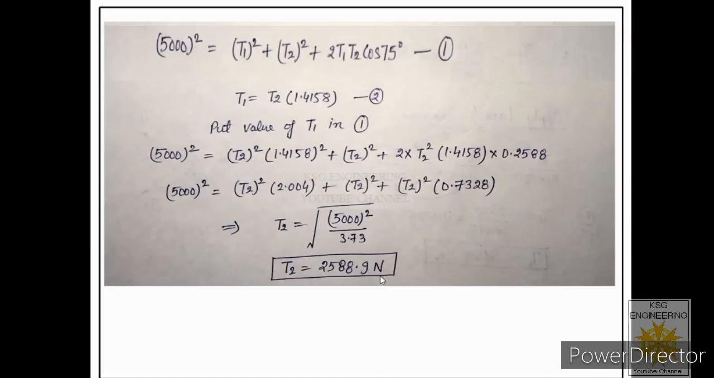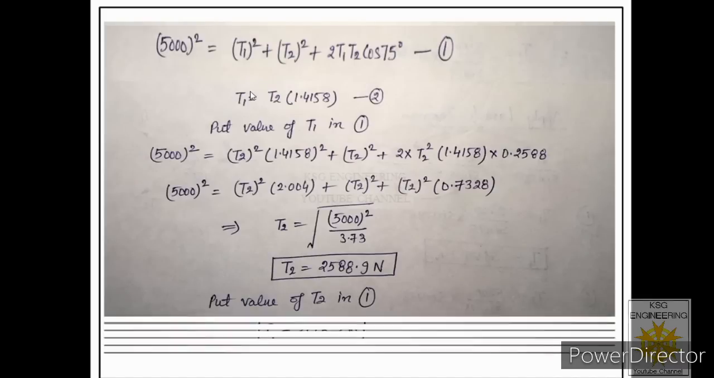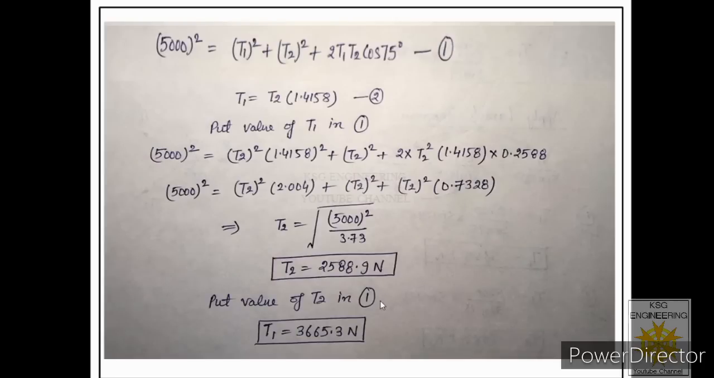Now after that what will we do? We will put the value of T2 in equation 2 to get the value of T1. Over here it should be 2, in equation 2. This equation. We will put the value of T2 and we will get the value of T1. So remember, this is not 1, this is equation 2. Then you will get the value of T1, which will be equal to 3665.3 newtons.